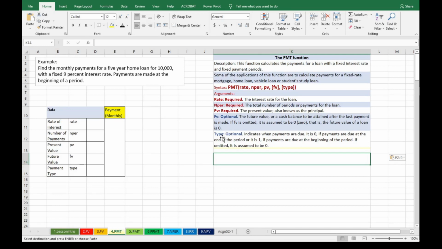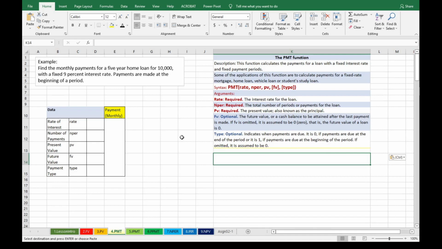Then the type argument, that is also an optional argument. It indicates when payments are due. It is 0 if payments are due at the end of the period, or it is 1 if payments are due at the beginning of the period. If omitted, it is assumed to be 0.